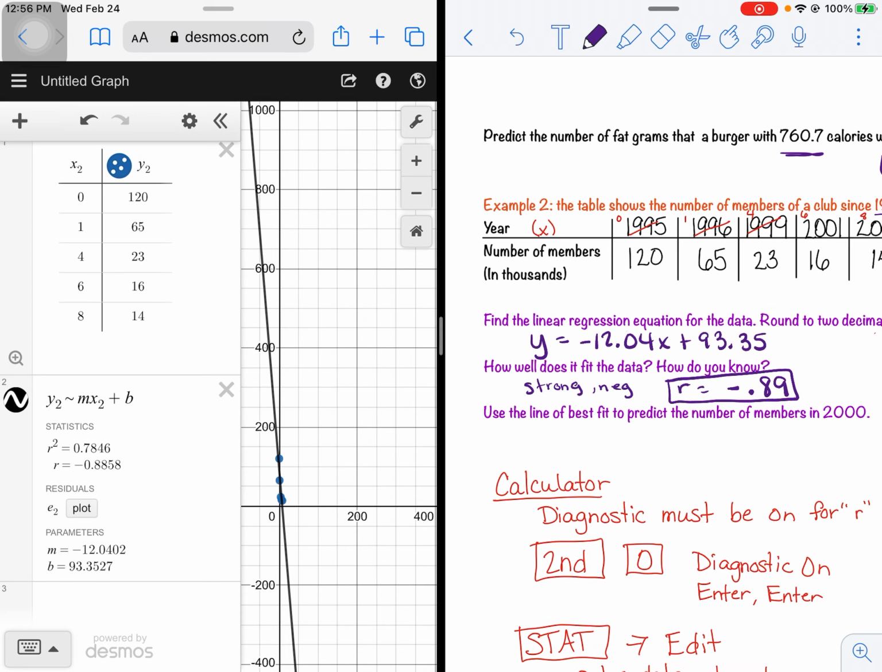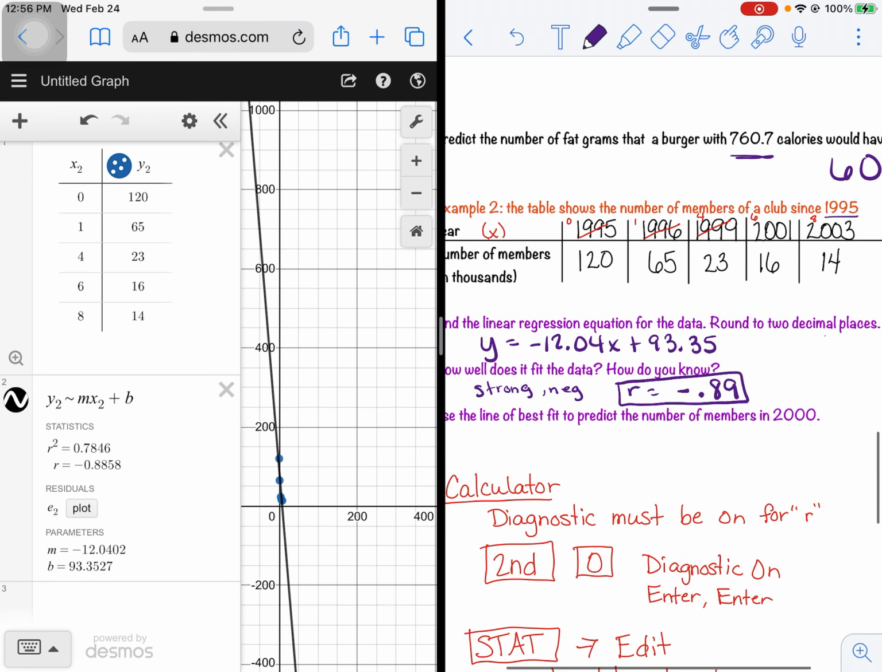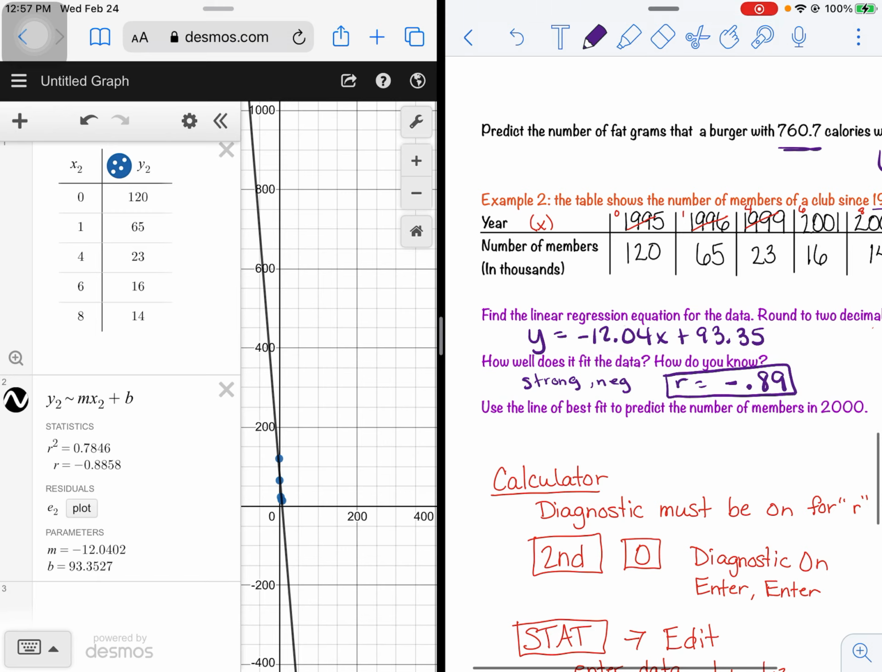Now, we're going to use the line of best fit to predict the number of members in 2000. So remember, 2000 was the year. If we look back at our table, 2001 was 6, so 2000 would be 5. So we'd actually plug in 5 in for our x and solve. And we plug that in, we would have negative 12.04 times 5 plus the 93.35 is equal to y. And when we use our calculator, we could get the solution for that. So you could predict what it is. So these lines of best fit or linear regression lines help you to predict what is going to occur.